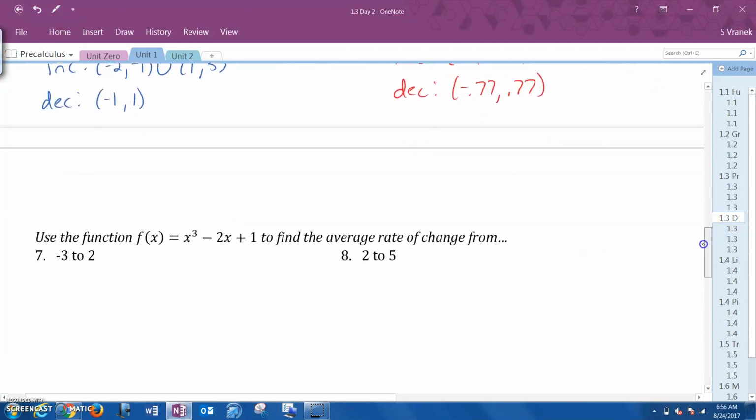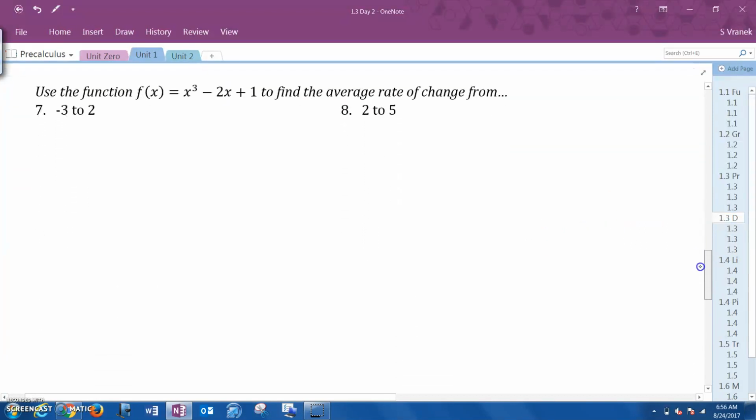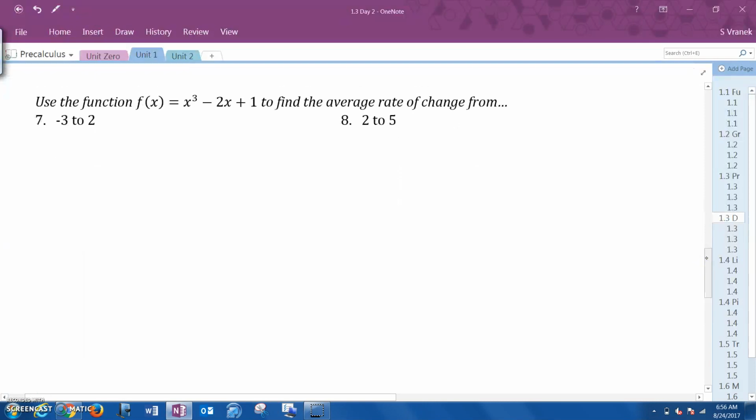Alright, so now the last thing we're going to talk about is average rate of change. Average rate of change is pretty much slope. For these problems, we're going to write it down as the function at one point, so f of b minus f of a over b minus a. That is what we are going to use for average rate of change, where the b and the a are the x values. So this would be a is -3 and b is 2.